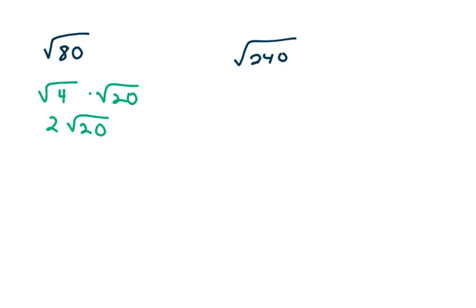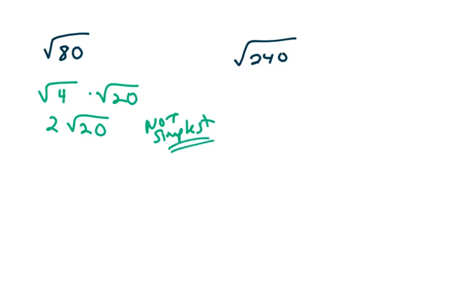But now look at what you have. Square root of 20 has a perfect square factor in it. So this is not simplest form yet.